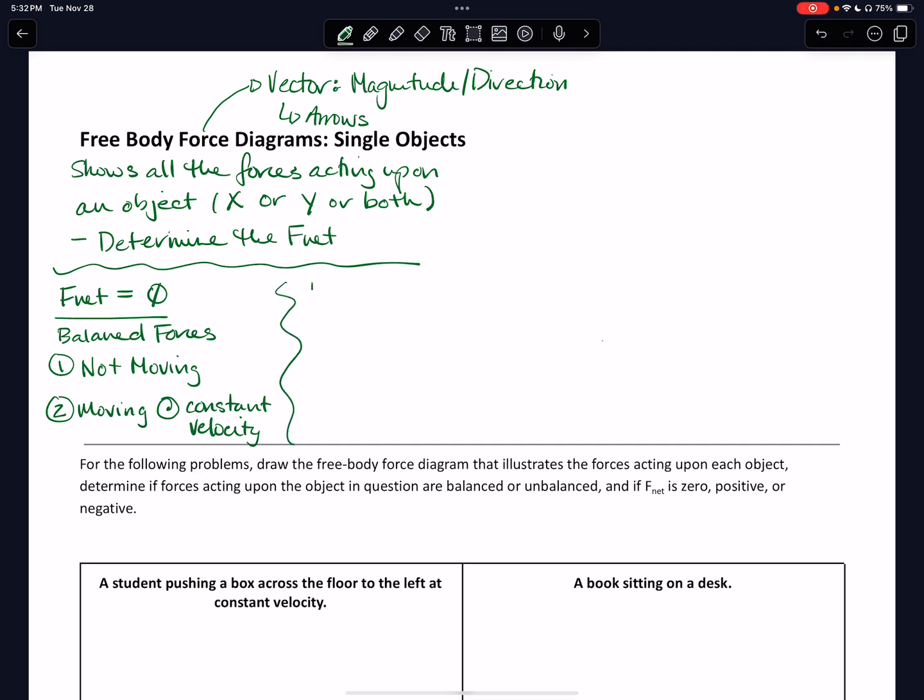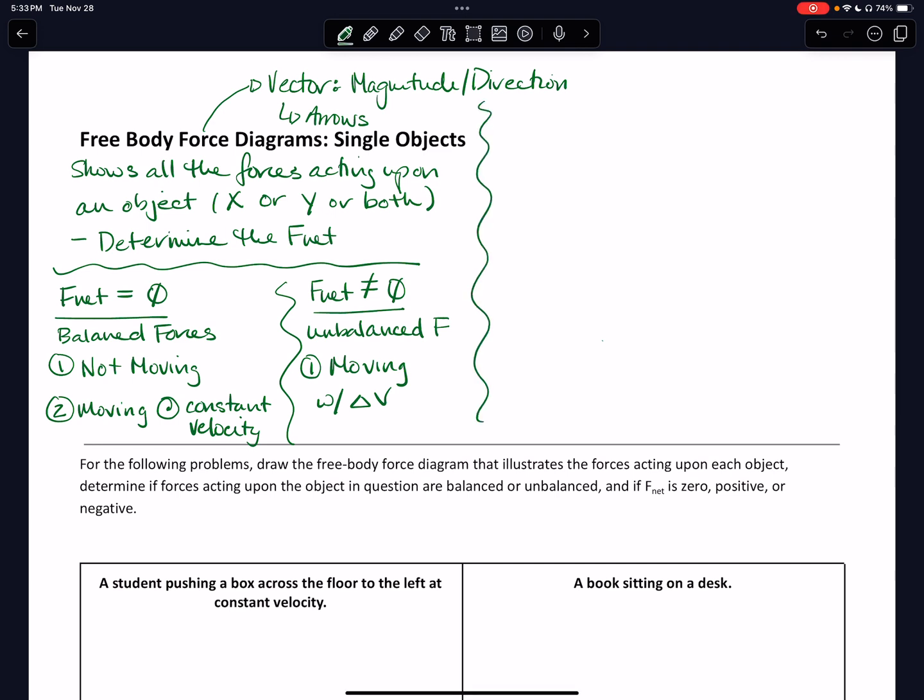Well, what happens if forces are not balanced? In that case, F net will not be equal to 0. So this is going to be unbalanced forces. All you have to choose from here is motion. The object will be moving with changing velocity. So the object is either speeding up or slowing down, or it could be changing direction. Those are all options. So that's what a free body force diagram is and what it can tell us.